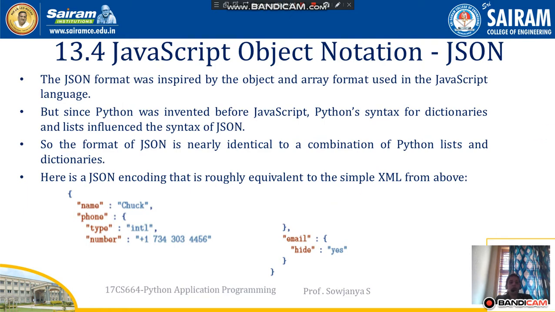So now the format of this JavaScript Object Notation is similar or identical to a combination of Python lists and dictionaries. It is almost similar to the Python list and the dictionary. So how can we do this encoding? It is similar to the simple XML. Say here we have name, then the phone number, where we write the type of the phone number, that is integer, and then the number, and then we have the email. So this is the format we can write using the JSON method.